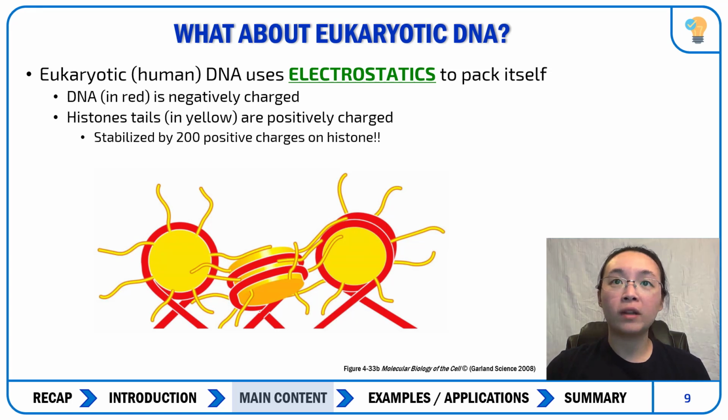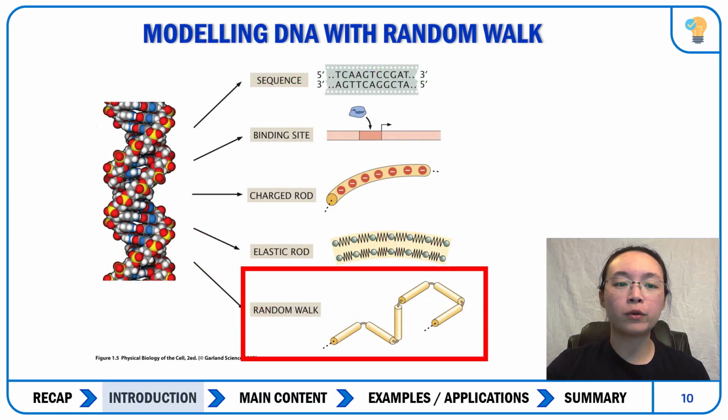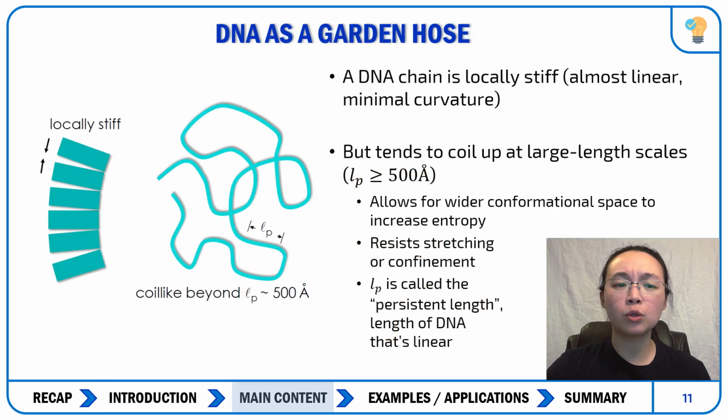One thing that we learned is that the histone tails in yellow are positively charged, and therefore your DNA is going to be stabilized by approximately 200 positive charges on the histone. What kind of models did we look at for DNA? We first looked at DNA as a random walk model, or basically as a squiggly line. We had an example of DNA looking like a garden hose, or basically just a random coil. And we came up with a few terms specific to DNA.